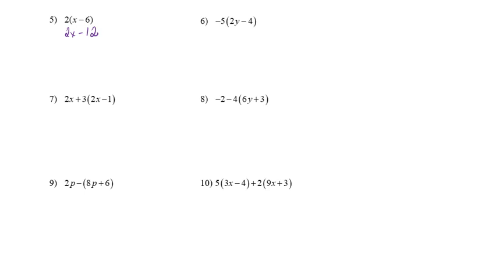For number 6, I'm going to do negative 5 times 2y is negative 10y. Negative times a negative, so negative 5 times negative 4 is a positive 20. The biggest mistake on these problems is not distributing the negative, not making sure we take care of those signs. In fact, it's probably the most common mistake in algebra, people not taking care of negatives when distributing.